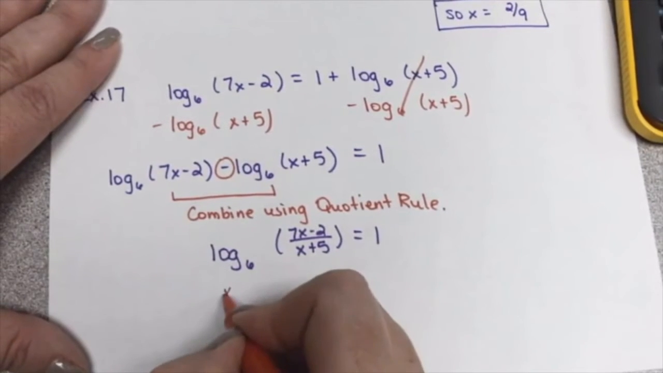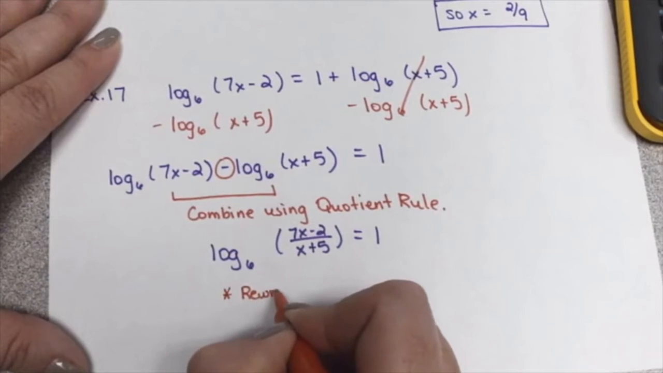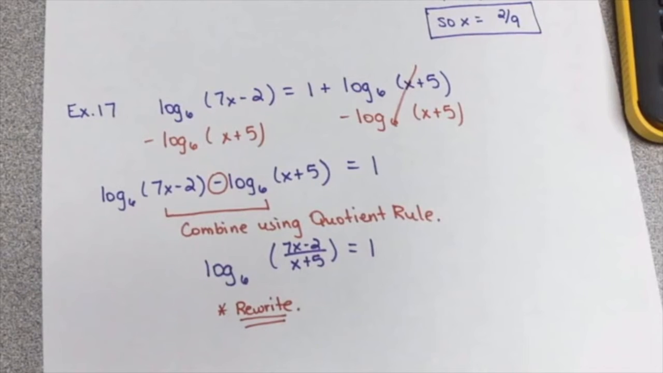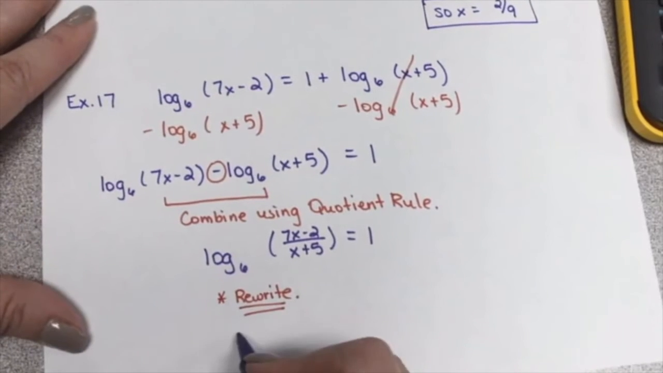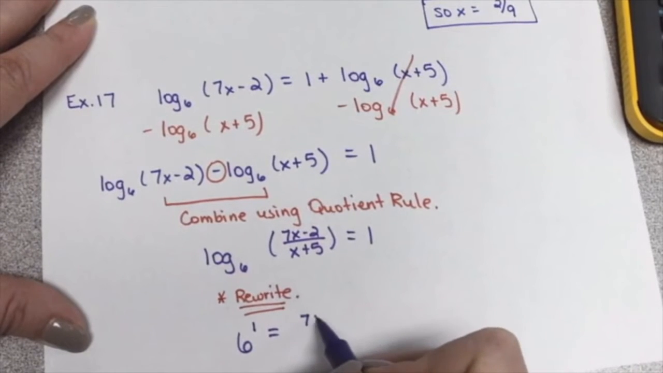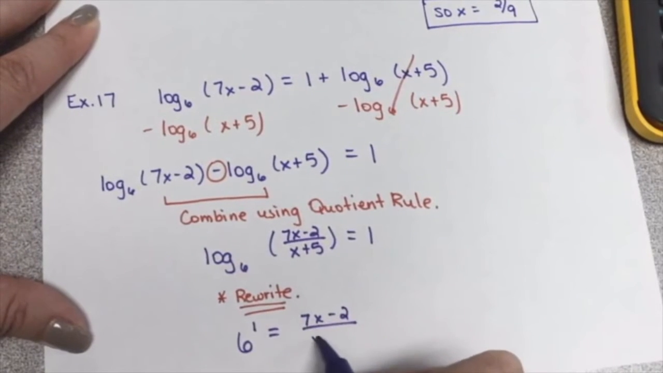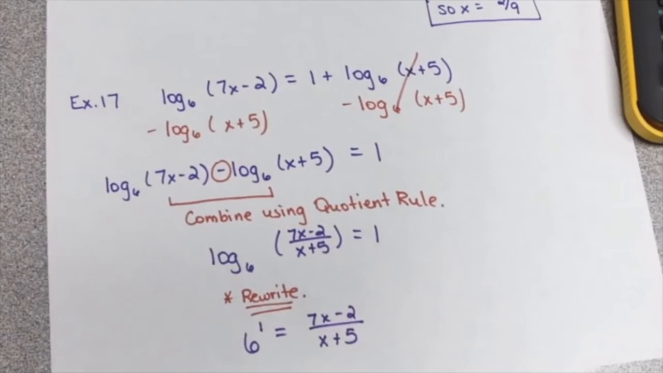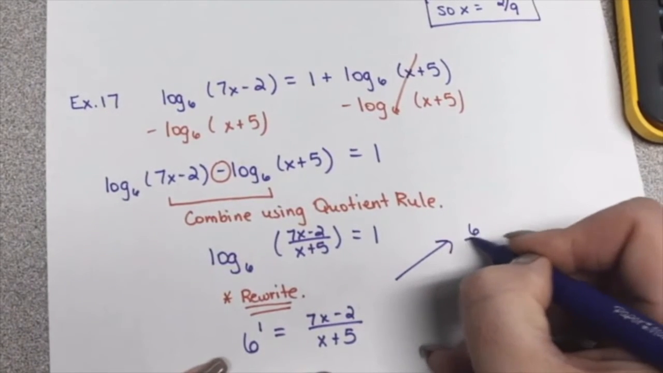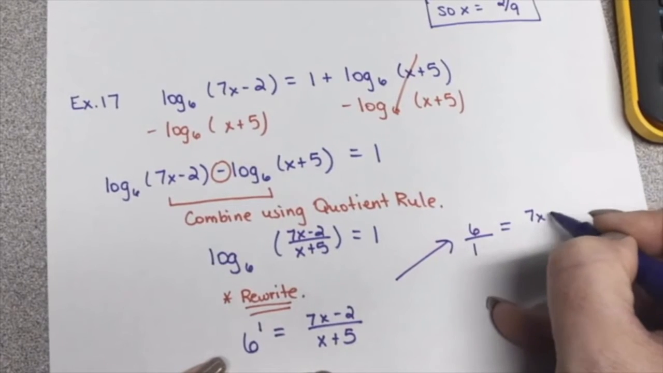So don't forget this step. Anytime you have a log equal to a number, rewrite it. And how you rewrite it is base to the answer power equals the other thing. So I'm going to rewrite this over here. This is essentially 6 over 1 equals (7x minus 2) over (x plus 5).